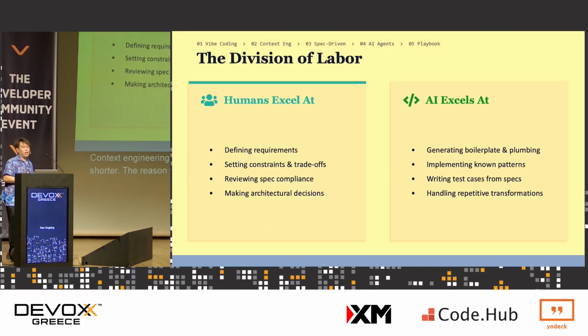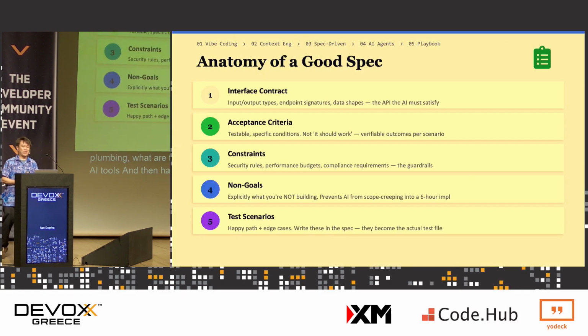In terms of division of labor, humans excel at defining the requirements, setting the constraints, and reviewing the compliance. AI excels in different ways: generating the boilerplate, the plumbing, the known patterns, and writing test cases. That's the best use of these AI tools. And then handling repetitive transformation, a lot of the boring stuff sometimes.